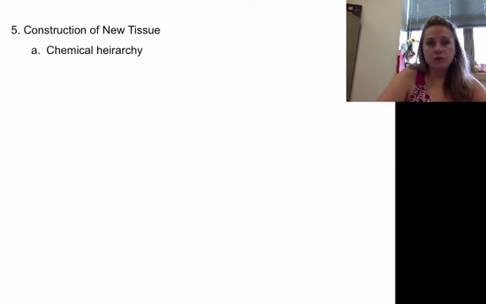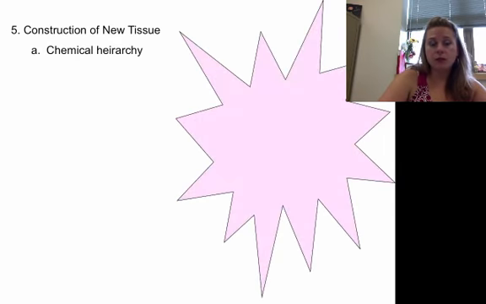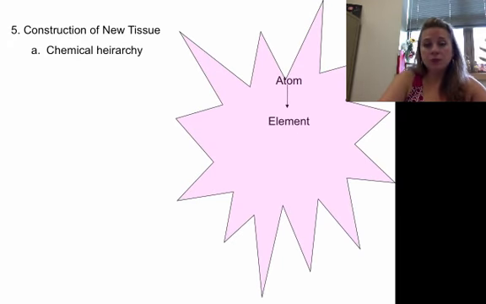So how do we make new tissue? Here's where we get into a little chemistry. There's a hierarchy. We start with the atom. The atom is the basic form of matter, and you learned a little bit about the atom in physical science. It's made up of three things: protons, neutrons, and electrons. If I put a bunch of atoms that are the same together, not hooked, just a pile of them, that's an element, a single type of atom.